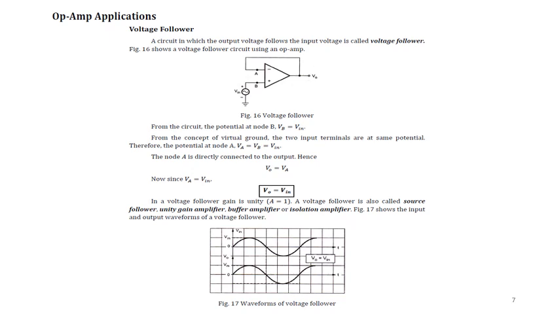Source follower is also called unity gain amplifier, buffer amplifier, or isolation amplifier, and the figure shows the input and output waveforms of a voltage follower. Here you can observe the input voltage given, and the output voltage is the same as the input voltage. Therefore, the gain of the voltage follower is 1. Output follows the input, therefore it is 1.